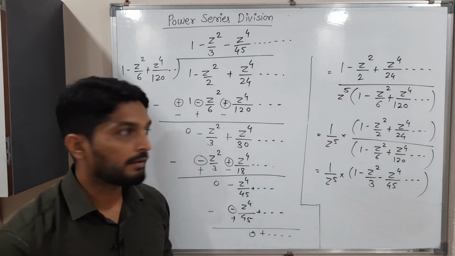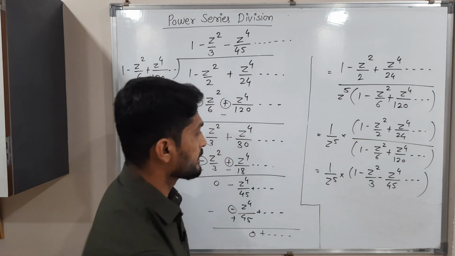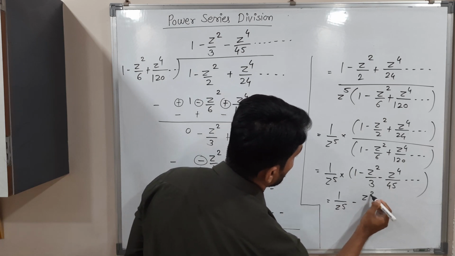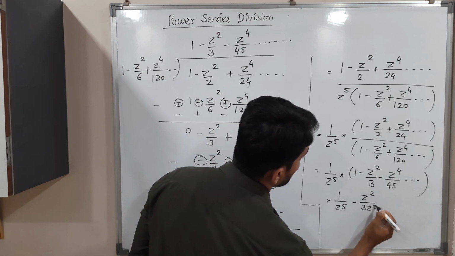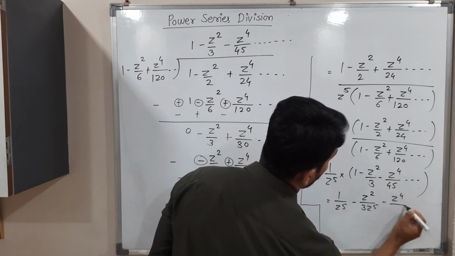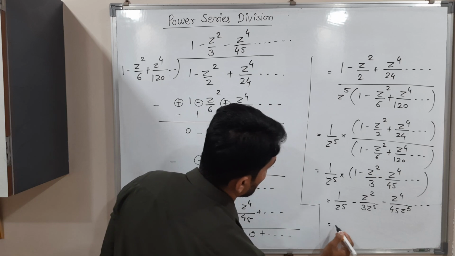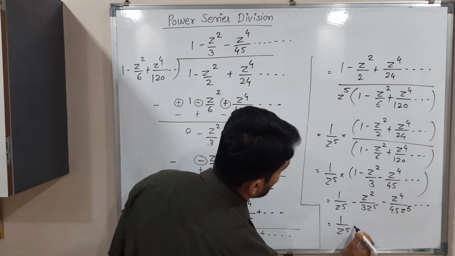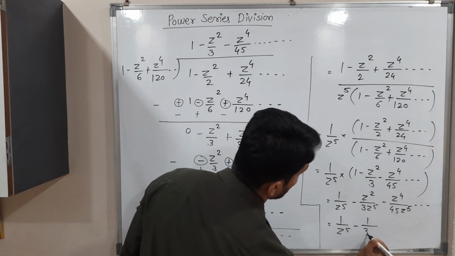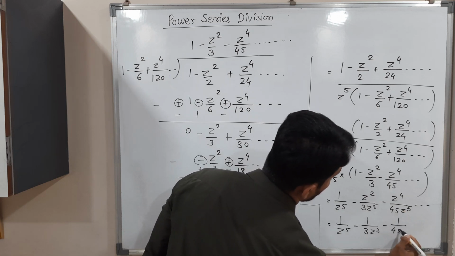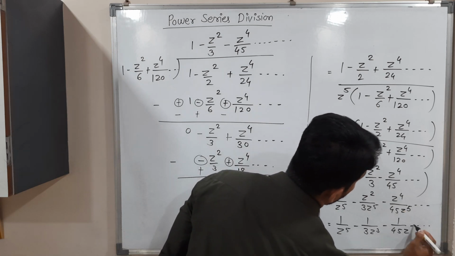We will take the product. I will multiply each term by this 1 by z raised to 5. So 1 by z raised to 5 minus z square upon 3 z raised to 5 minus z raised to 4 upon 45 z raised to 5 and so on. 1 upon z raised to 5. Z square cancels, 3 z cube. Z raised to 4, z raised to 4 cancels, 45 z, and so on. Many terms will be there.